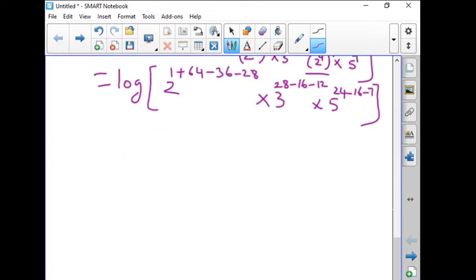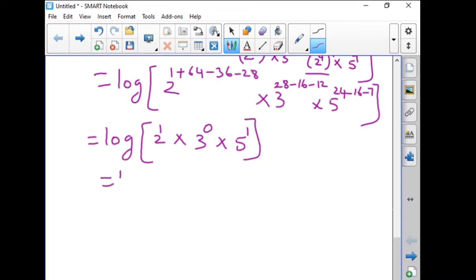So, it is equal to log 2 power, what is this, 65 minus 64. So, we have 2 power 1 into 3 power 0 into 5 power 1, which gives us log 10. Log 10 we have already seen that its value is 1. So, it is equal to right hand side, hence proved.